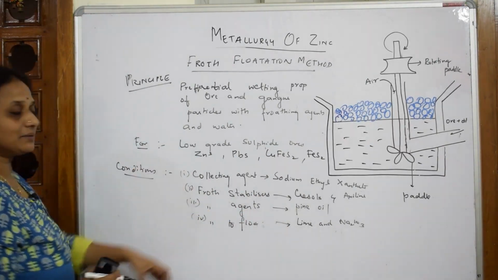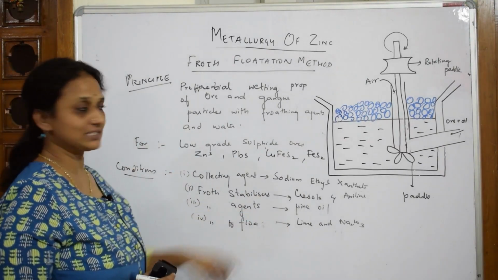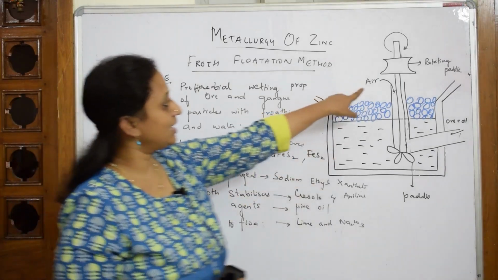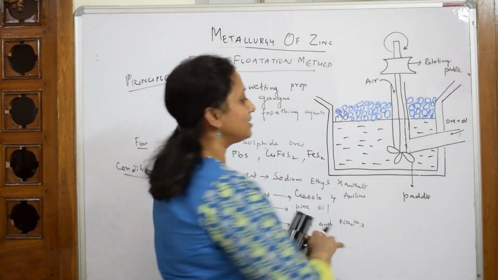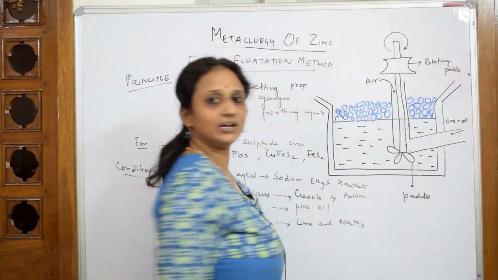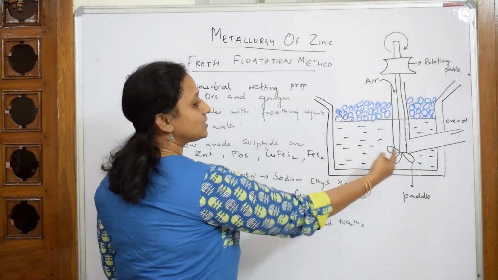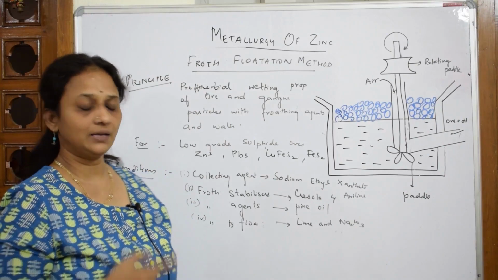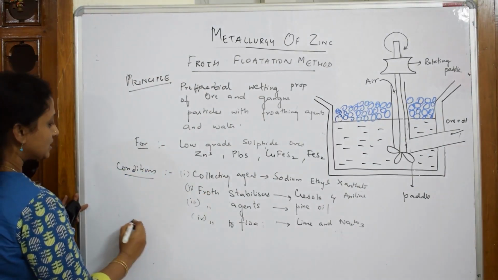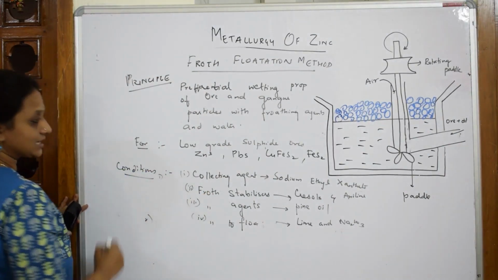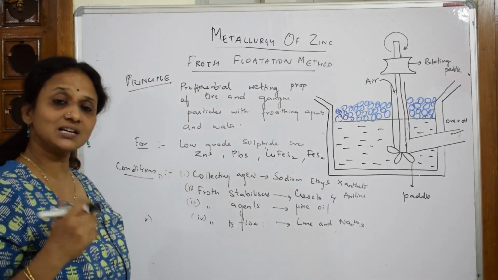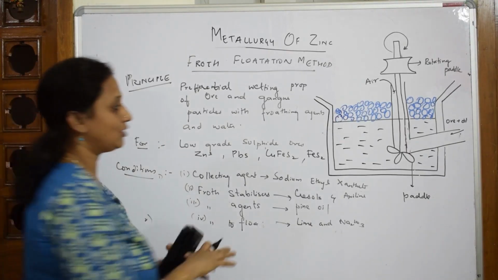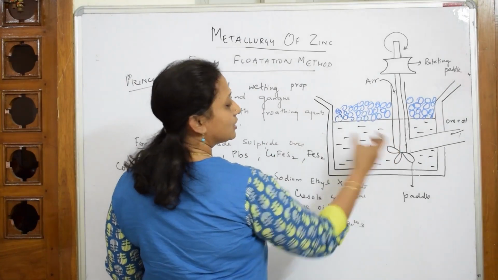Now what happens, once I add all these four things into the container, the air with high pressure is rotating, the paddle is rotating continuously, and the ore and oil are introduced. When it is rotated continuously, the whole mixing occurs in the tank. Once it is mixed, this is one step, and in the second step, the ore starts converting into colloidal particles. All the ore forms a colloid.